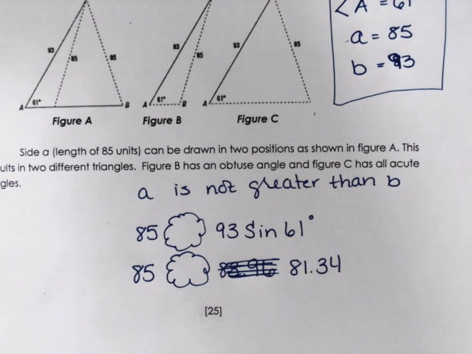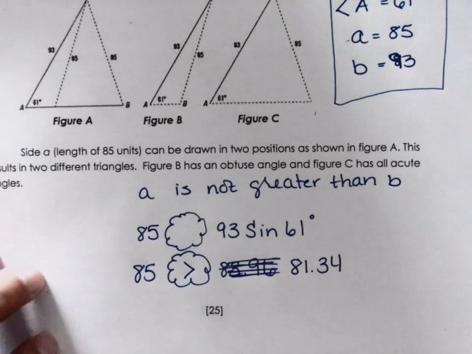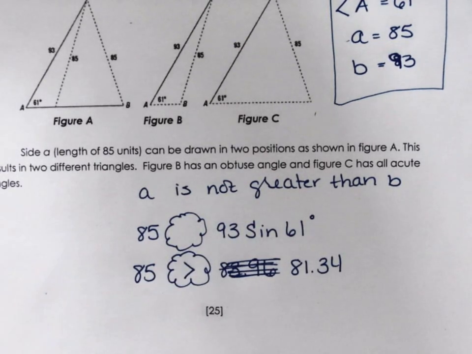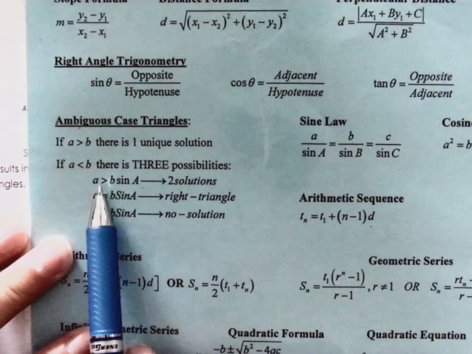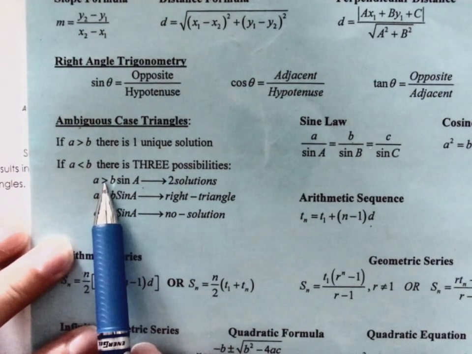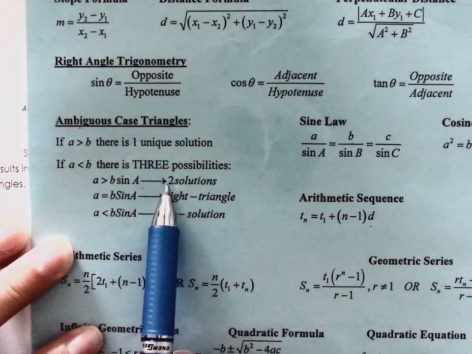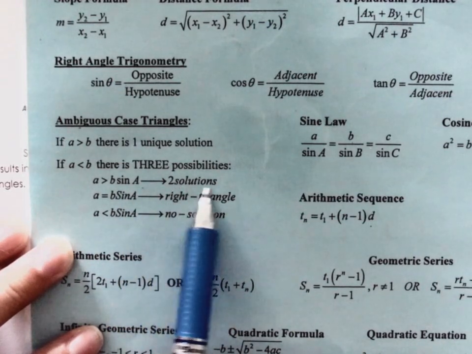So what statement am I making in the big fluffy cloud? 85 is greater than 81.34. So what we know is if we look at the rules, when A is greater than B times sine A, I know I'm going to have two triangles in the solution.